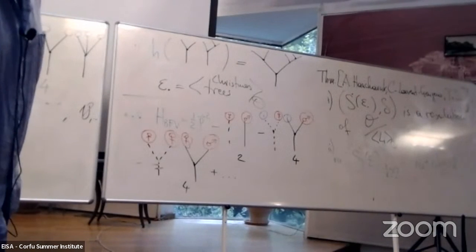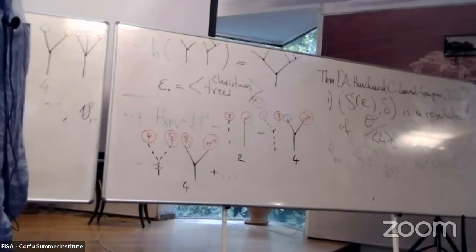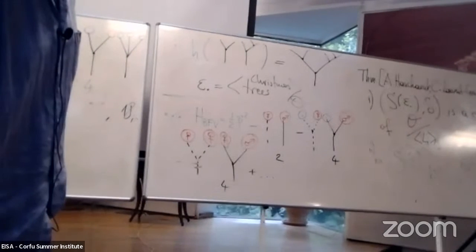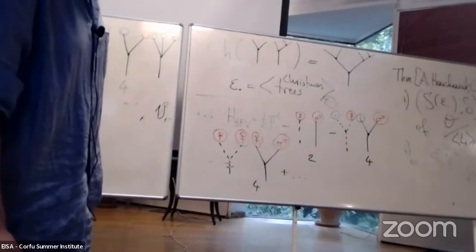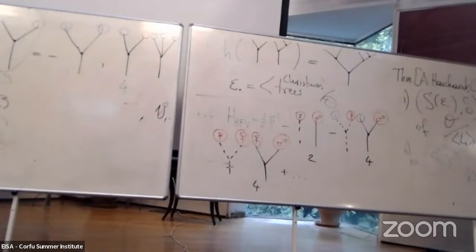Okay, thank you for this nice talk. My question is the following. On the forests, there is a co-product. There are basically all possible ways to chop up trees. And I was just wondering if you were using this in the definition of the delta, or if you were using the Hopf algebra structure later.